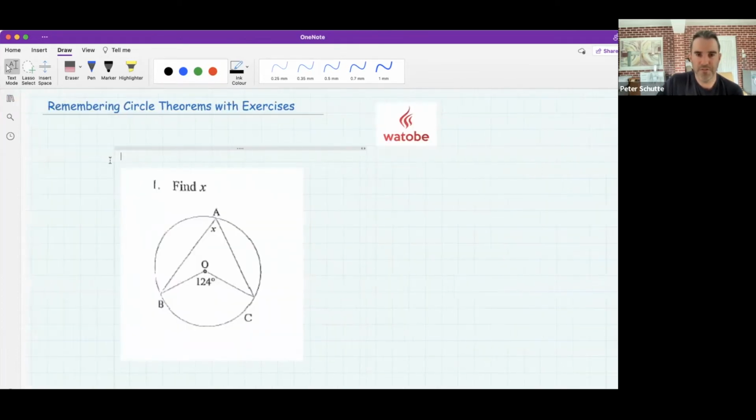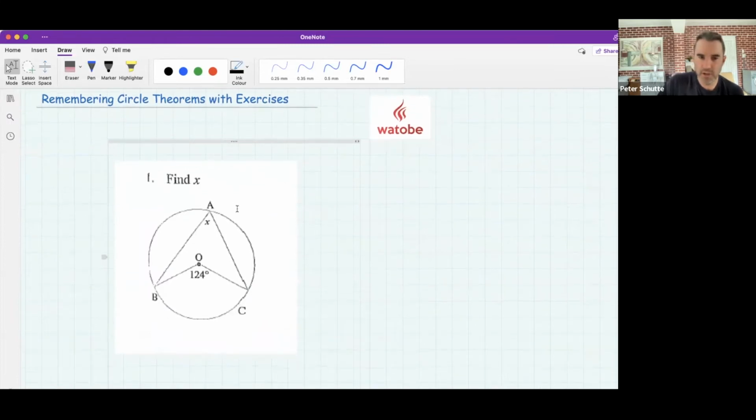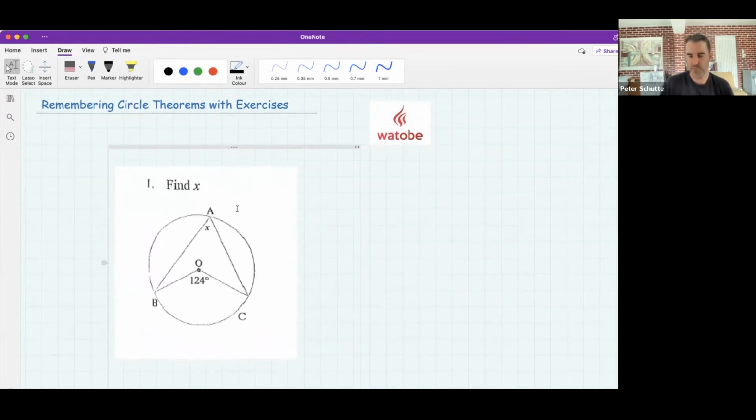So first, a little speed round. I want to know, answer this question for me. X is equal to what, and what is the reason? If you're stuck, you can raise your hand or ask a question, but if you know what's going on, write the answer in the chat. You've got 30 seconds.